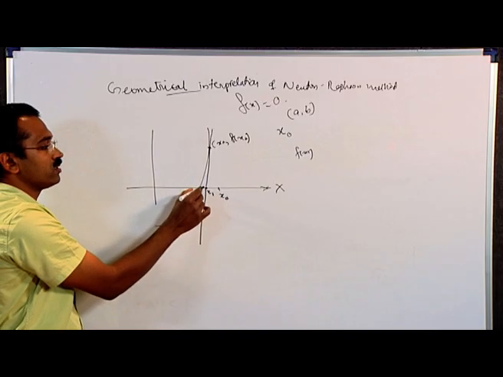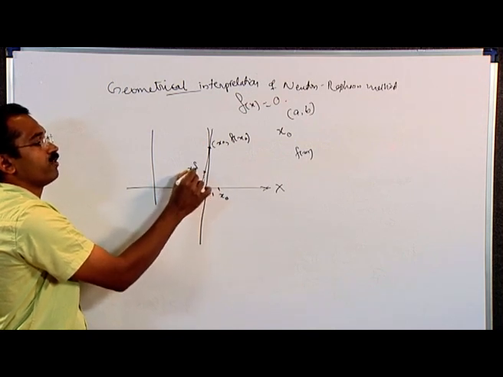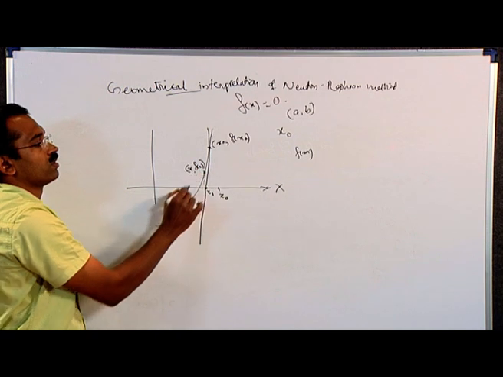Say, let it be x 1. Now, we evaluate f of x 1 and mark the point x 1, f of x 1. We draw the tangent at this point, which will meet the x axis. The meeting point, say x 2, can be taken as the approximate value of the exact root.